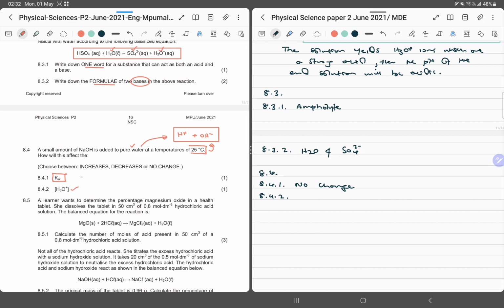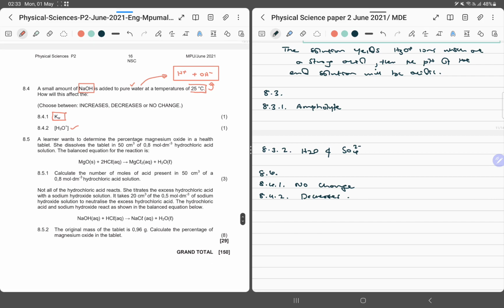8.4.2. Now the concentration of the oxonium ions. How does that change? Because we're adding a base, we're increasing the OH minus ions. So essentially we are decreasing the oxonium ions. That one decreases. Great stuff. So not a problem.